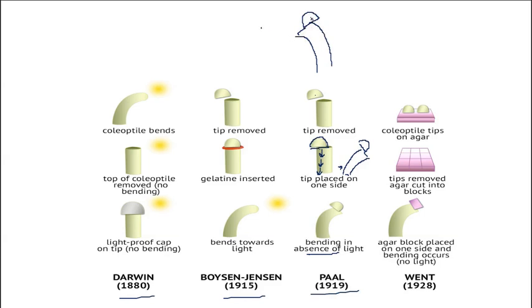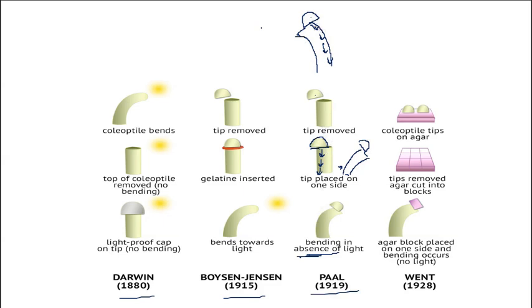We'll discuss about Paal. So here what we see, when the tip is removed, and the tip is placed onto one side only. Say for example, this tip is already activated in light, listen to me carefully, and then it is removed and placed onto just one side of the coleoptile. When it is placed on one side of the coleoptile, what we will see is that bending occurred.